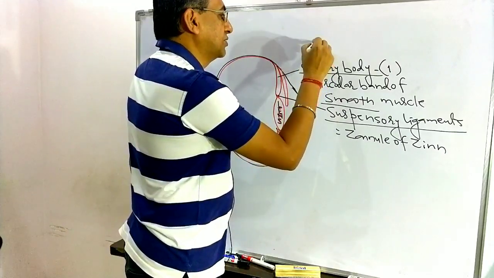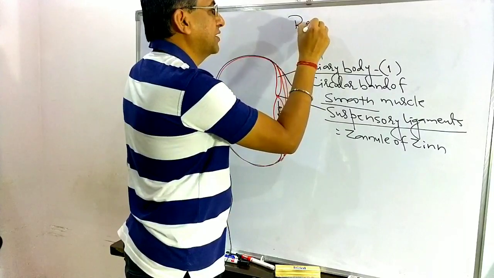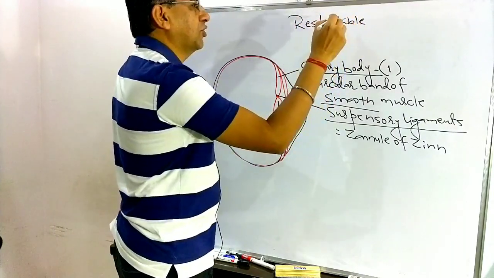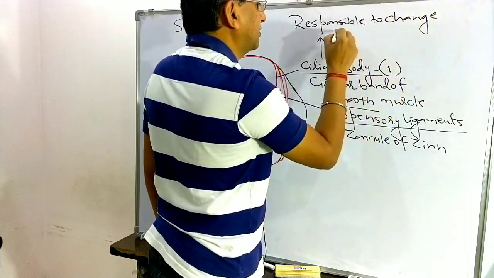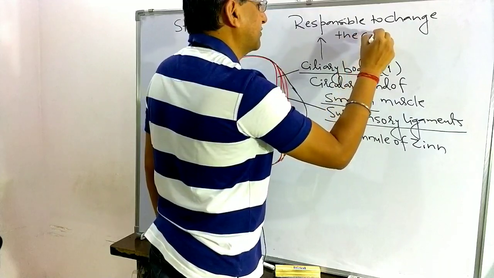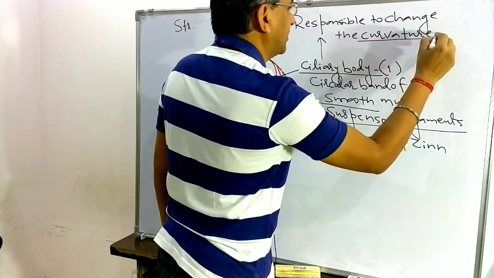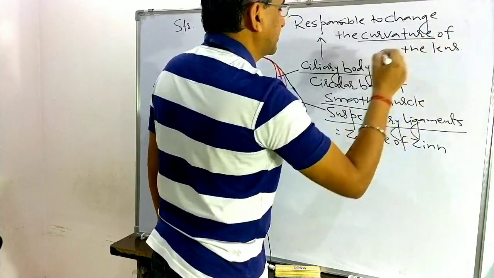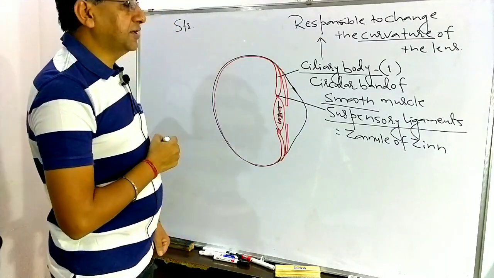Now, the ciliary body is responsible for changing the curvature of the lens. It is very important. It is responsible for changing the curvature of the lens. It means there is movement in the ciliary body, and it is changing the curvature of the lens here.